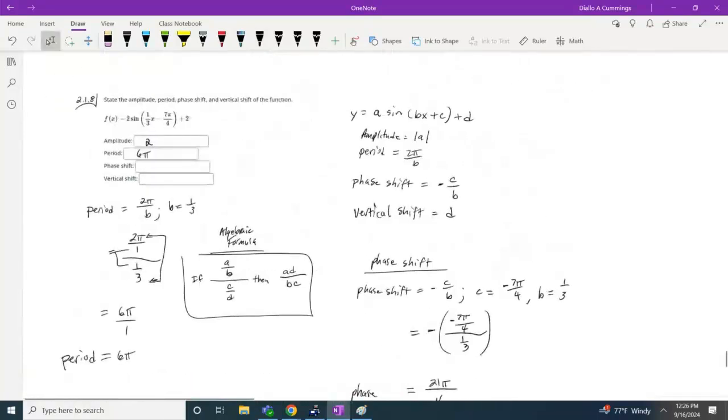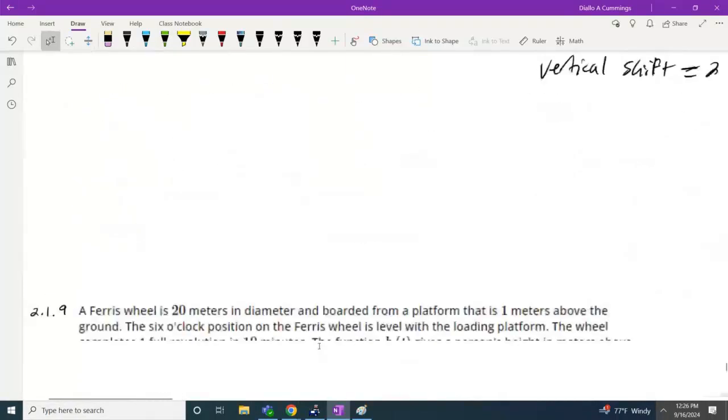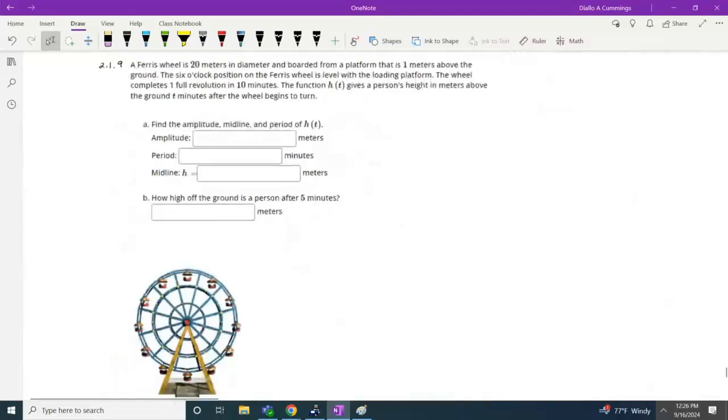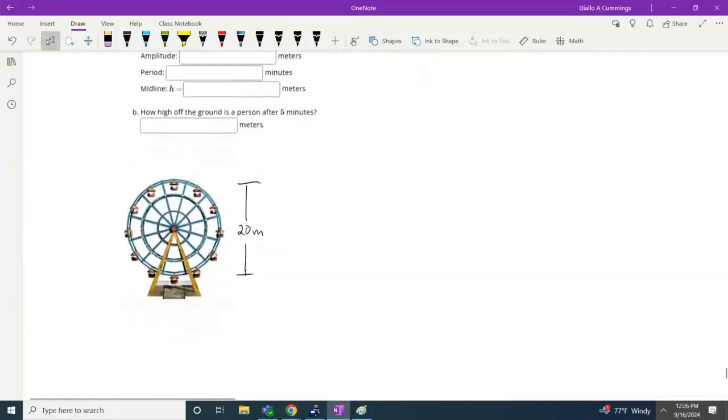Number 8. For whatever reason, all of the model forms we've been using up to this point didn't include a phase shift or a vertical shift. Okay. All right, now for the last one, this is problem number 9. And I actually found the Ferris wheel diagram to kind of better explain this. It says a Ferris wheel is 20 meters in diameter. So remember that the diameter goes from one rim of the circle through the center to the other. So it's 20 meters high and is boarded from a platform that is 1 meter above the ground.